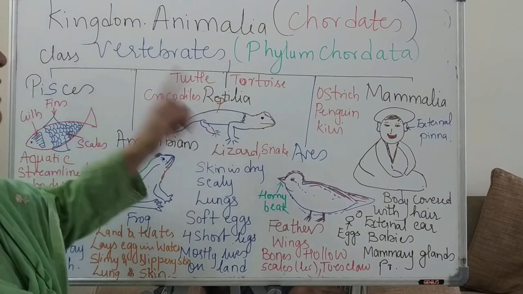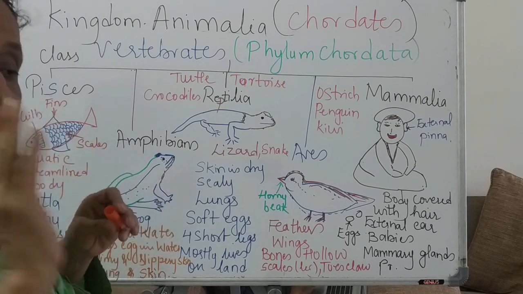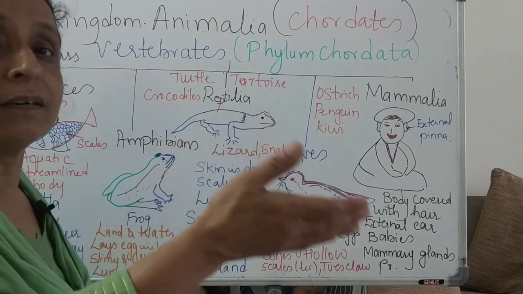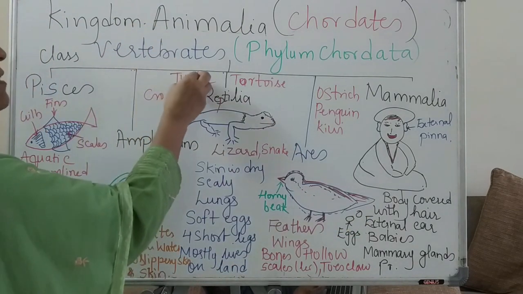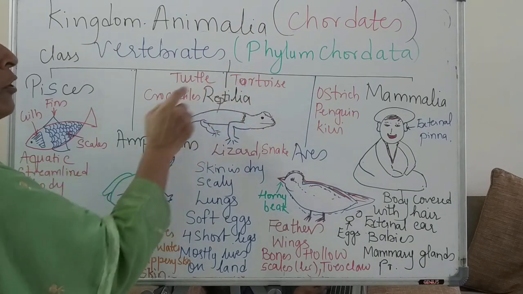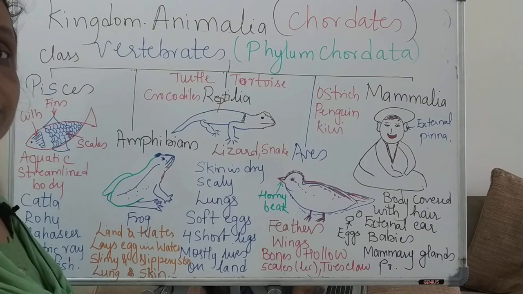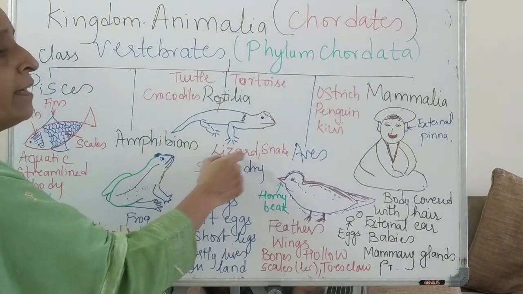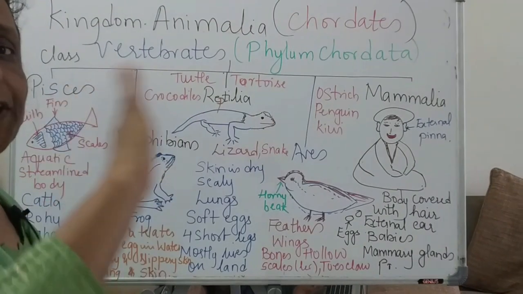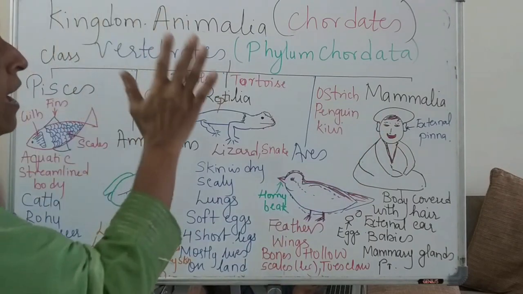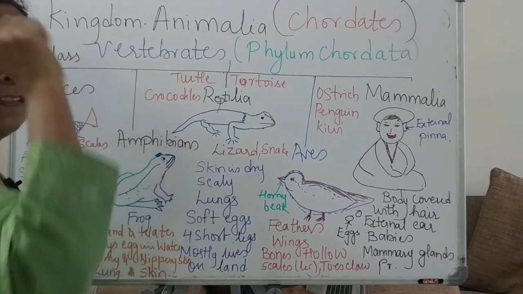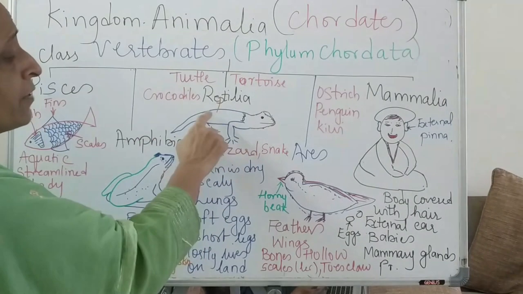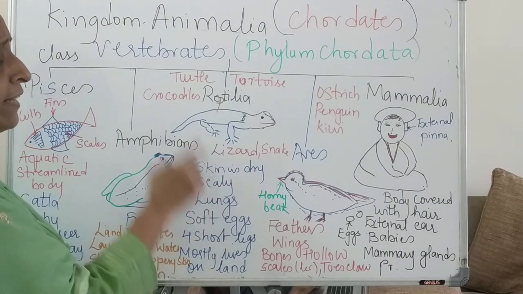Then comes the Reptilia. Reptilia, they mainly stay on land. They have come out of the water, but still a few animals are in water. Turtle, tortoise, crocodiles, they stay in water. They come on land, but they stay in water. Some animals like lizards, snakes, they stay completely on land. So they have adaptations accordingly. The skin is dry. The scales are present, but they are very small, dry scales. So skin is dry and scaly.